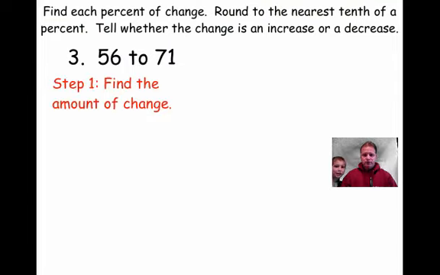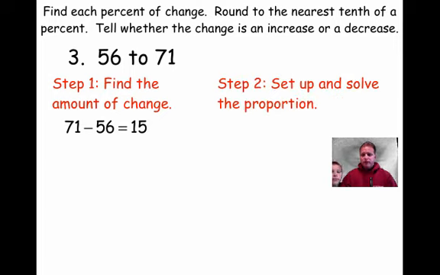First of all, we need to find the amount of change. 71 minus 56 is 15. Set up and solve the proportion.